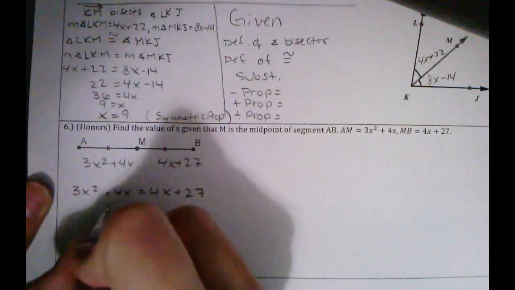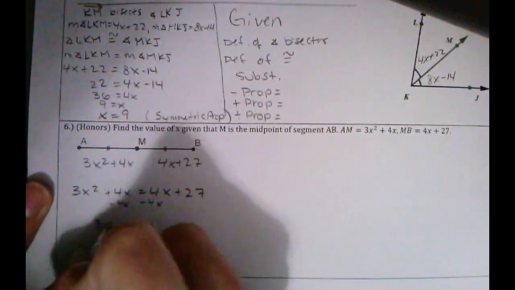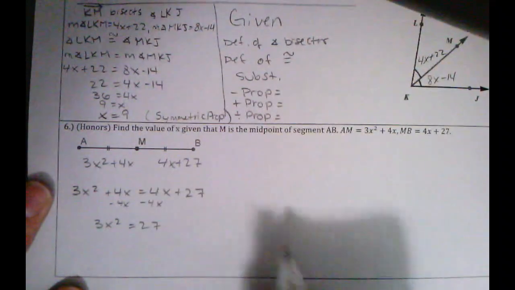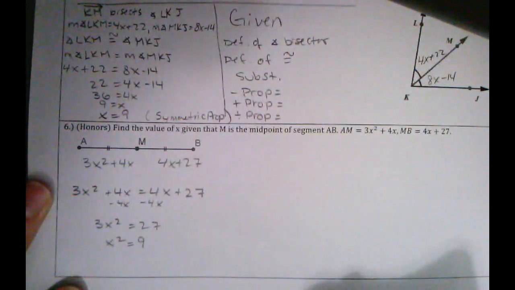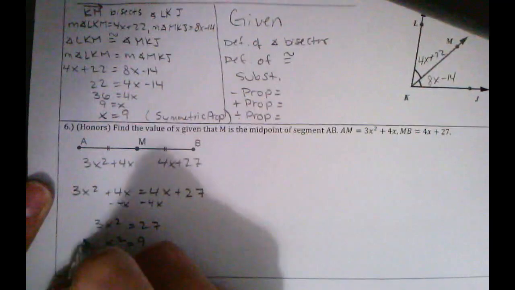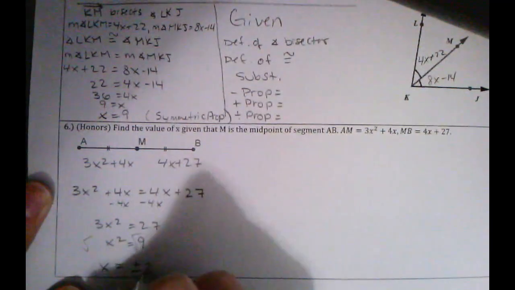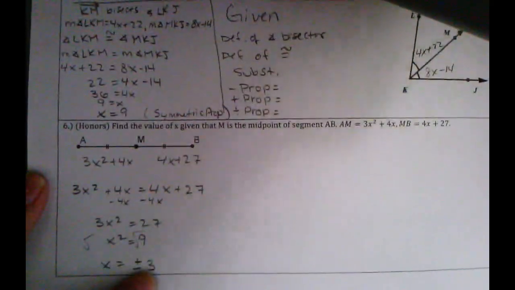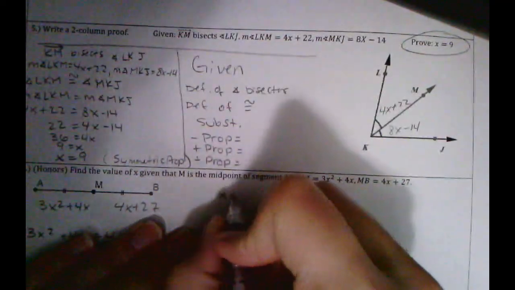So I can start by subtracting 4x on both sides, and that leaves me with 3x squared equals 27. Then I should divide by 3. I get x squared equals 9. And now I'm going to use the square root property, and I get x equals positive and negative 3. Now remember, they might both work, they might not both work. We're going to plug them in and see which one makes sense.